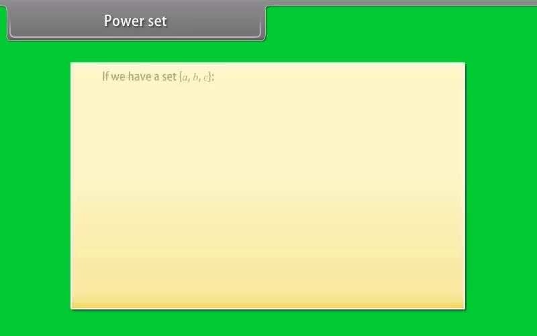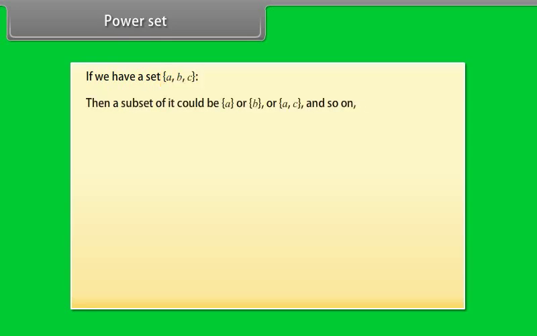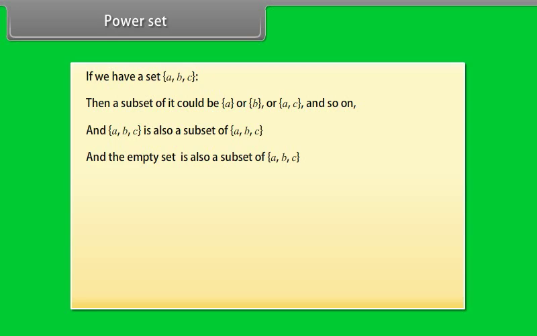Power set. If we have a set {a, b, c}, then a subset of it could be {a} or {b}, or {a, c}, and so on. And {a, b, c} is also a subset of {a, b, c}. And the empty set is also a subset of {a, b, c}. P(S) is equal to {∅, {a}, {b}, {c}, {a, b}, {a, c}, {b, c}, {a, b, c}}.